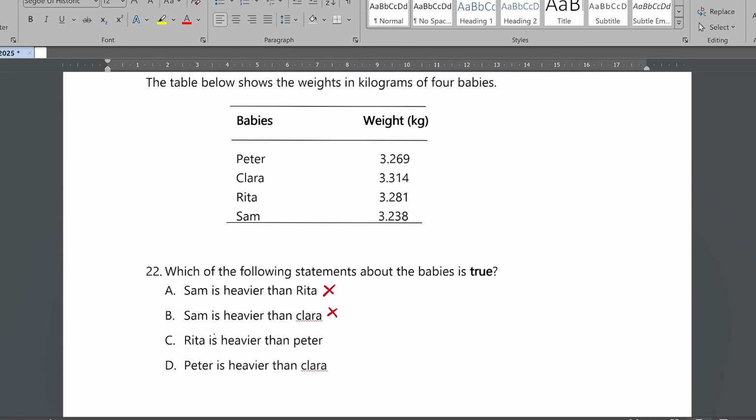C. Rita is heavier than Peter. Rita 3.281, Peter 3.269. Yes, Rita is heavier than Peter. This is true. And then lastly, Peter is heavier than Clara. Peter 3.269, Clara 3.314. This is also false. Peter is not heavier than Clara. So the only true statement here is option C.